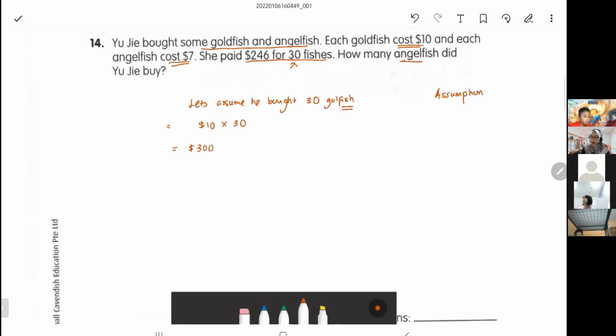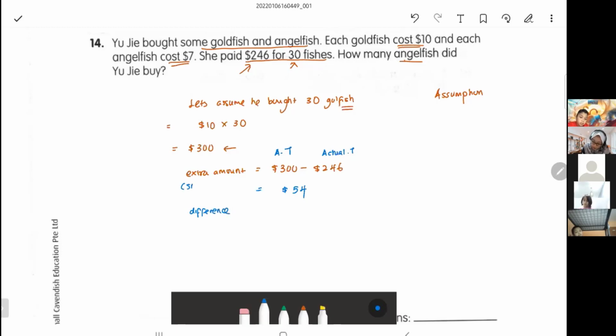Okay, so now we want to find how much is the extra. He paid a total of 246, but this one is 300. So you take 300 minus 246. This one is your assumed total. This one is your actual total. Equals 54. Okay. Next, you're going to find the difference.